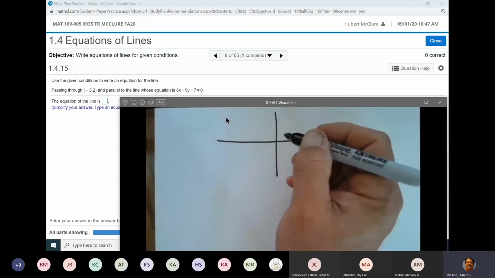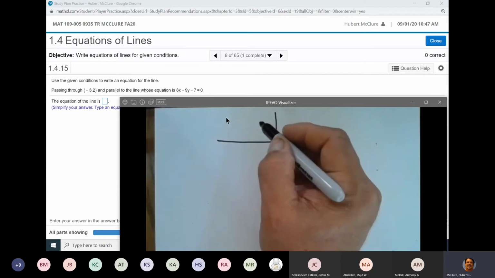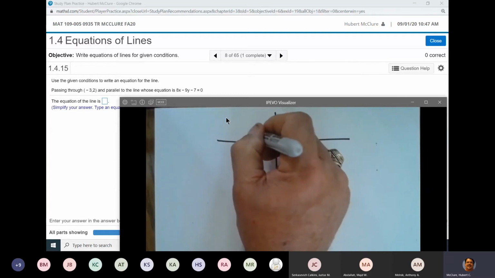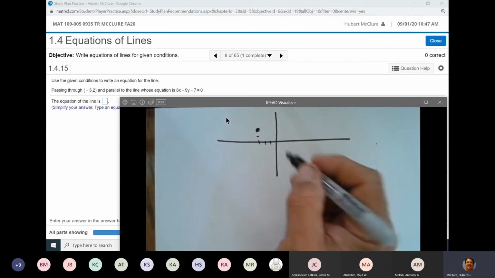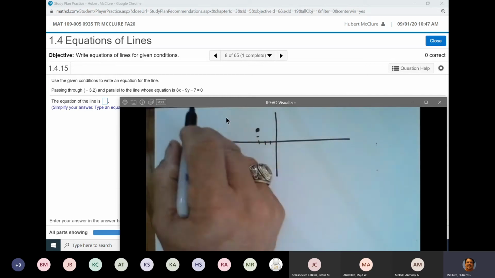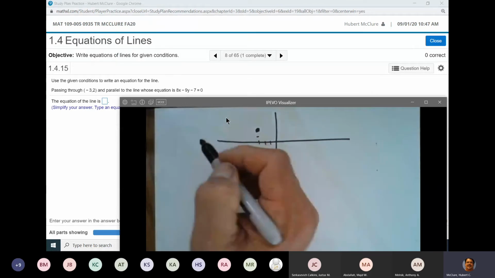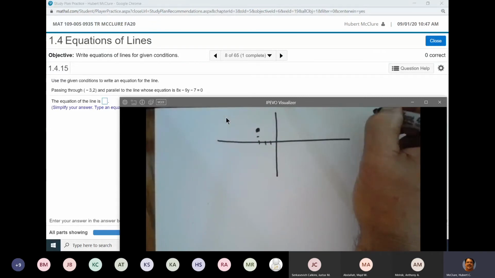So we've got a line passing through a point and parallel to the line whose equation is... okay, so we've got -3 and +2. So there's my point. They give us a line right here, 8x minus 9y minus 7. So I'm going to write that over here, and I'm going to solve that for y.